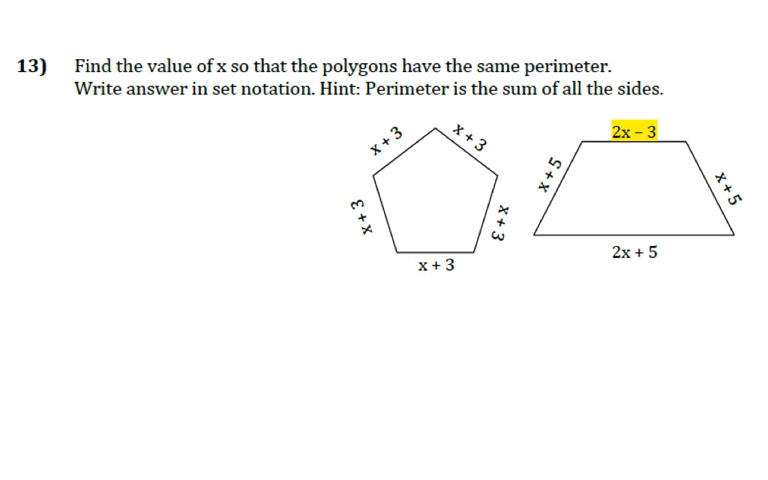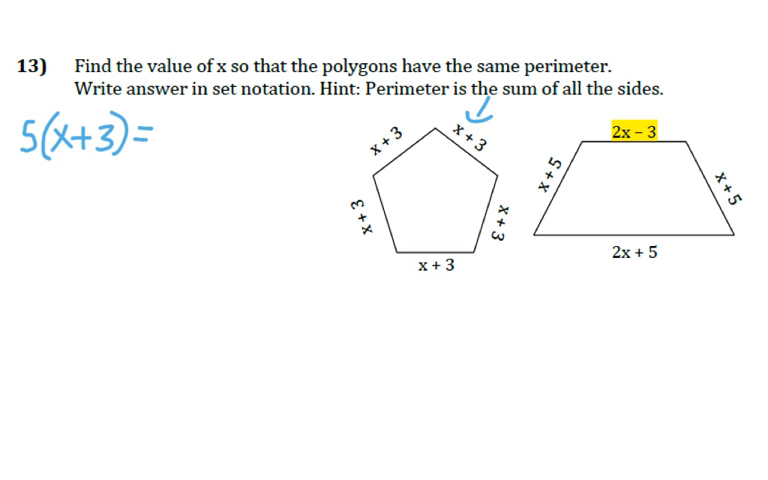Notice on the pentagon here, all sides are the same. And there are 5, so we can write this as 5 times x plus 3, the length of a side. Now, we're writing an equation first so that we can solve for x. Now we're going to set this equal to the perimeter of our second figure, the trapezoid.